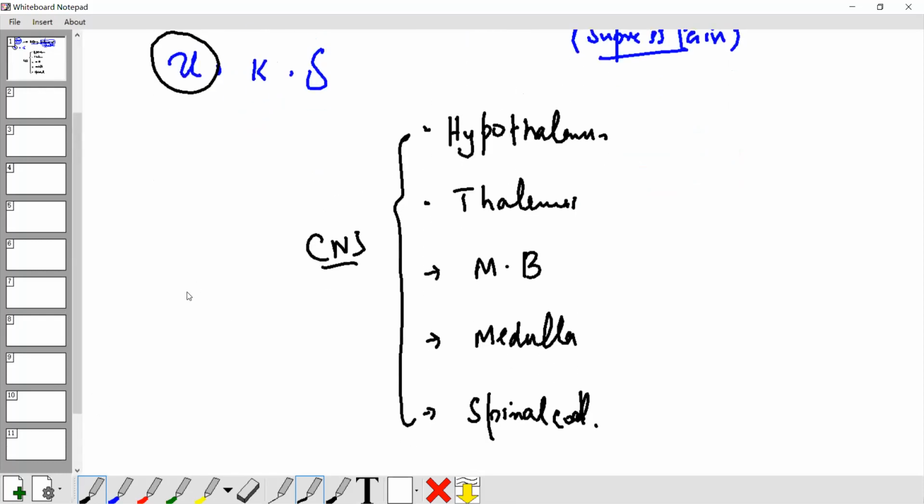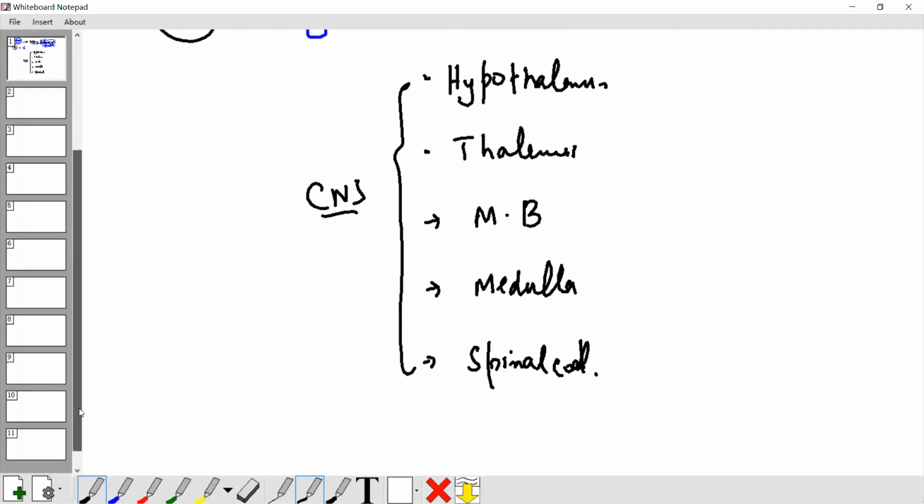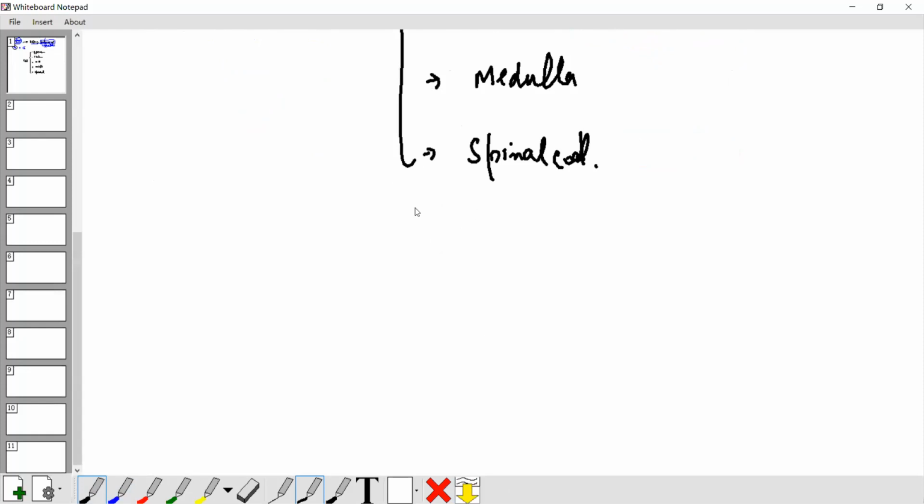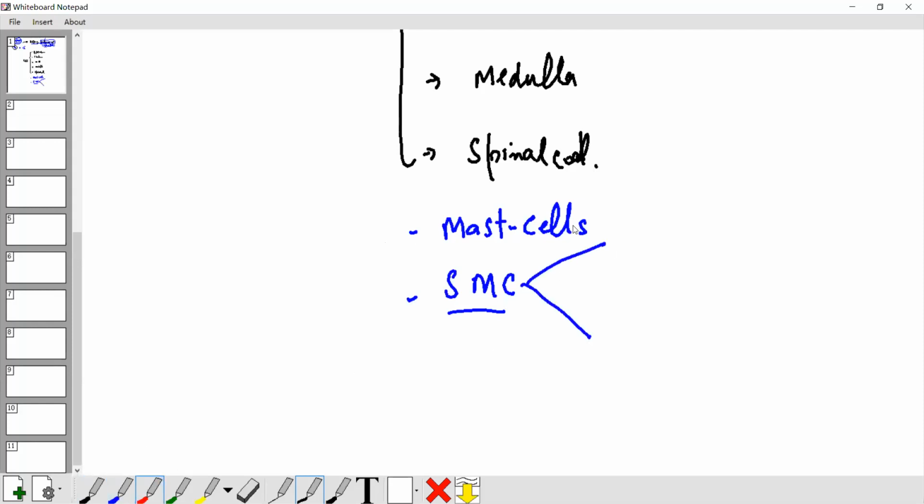Okay, so these opioids are working outside the CNS as well. The other receptors are present on mast cells, and on smooth muscle cells. They also work on smooth muscle. If you remember, smooth muscle has two groups, one longitudinal.